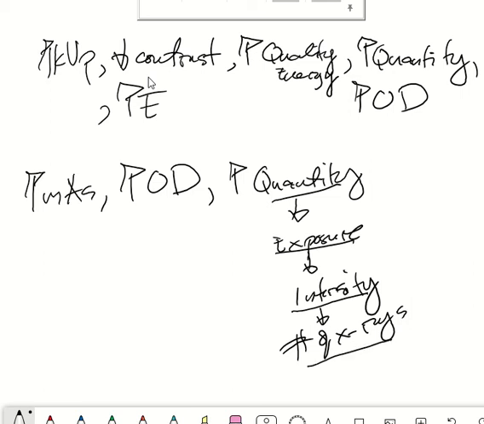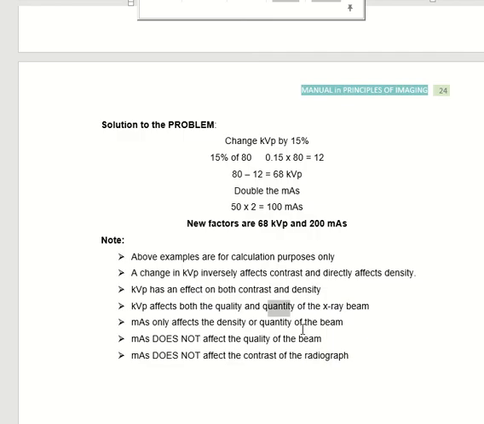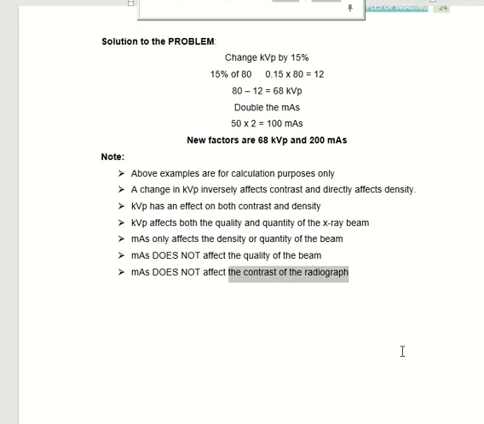So, if you have noticed, ang kVp marami siyang ina-affect. Affected ang contrast, ang optical density, ang quantity, ang quality, ang energy. Ang MAS, optical density lang at quantity. Okay? Ito siya. Take note, MAS does not affect contrast and the quality. Only the density or the quantity.